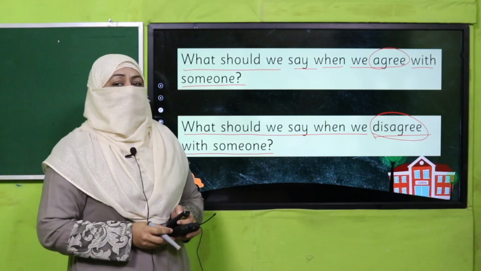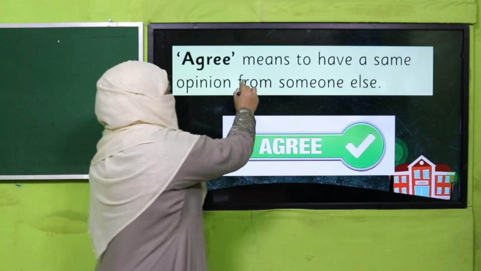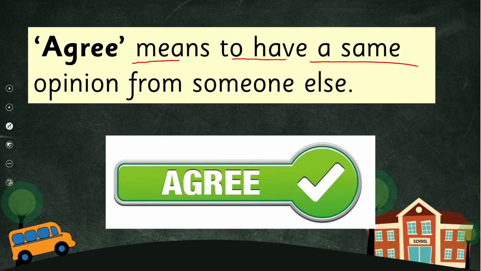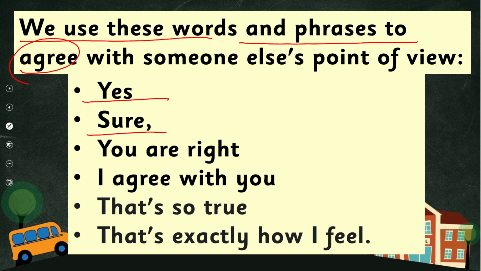Yes, my dear students, I hope you mentioned it nicely. Agree means to have the same opinion as someone else. Someone is saying something and you have the same point of view, you will say, yes, you're right, I agree, okay? And we use these words and phrases to agree. So how do we tell we agree? We say, yes, sure, you are right.